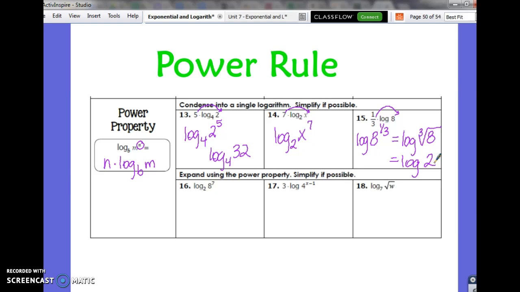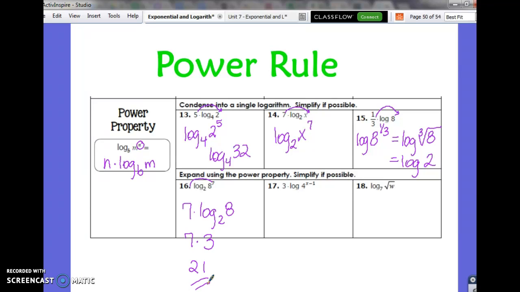When you expand, you're just doing the reverse. You're bringing that power around to the front. So that's 7 times log base 2 of 8. And actually there, you could think, okay, 2 to the what power gives me 8. Well, 2 to the 3rd power gives me 8. So 7 times 3 would be 21. So continue to simplify as much as possible.